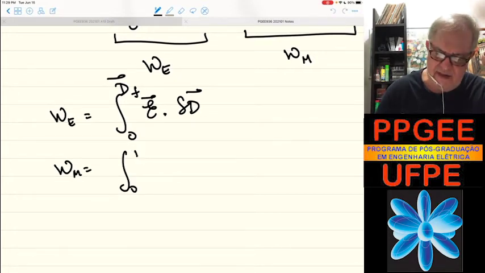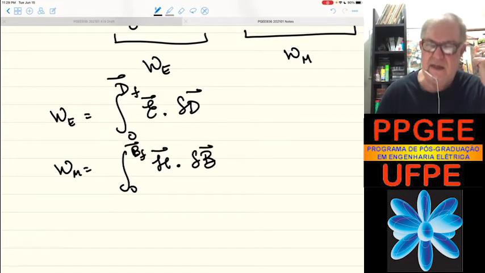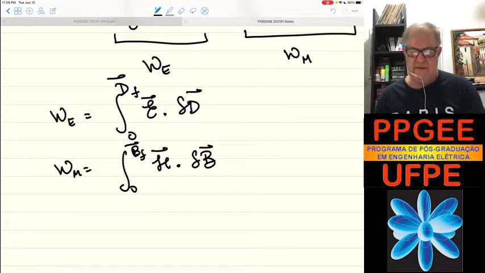Sorry, B_F, right? Of H delta B. That's how we calculate energy in a given state given by the vectors D_F and B_F. We integrate in the space of states, and we have that.